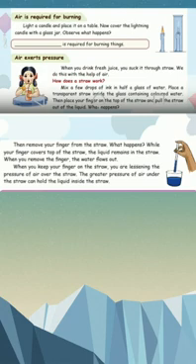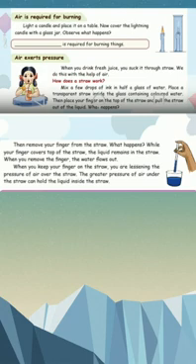Air exerts pressure. When you drink fresh juice, you suck it through a straw. We do this with the help of air. How does a straw work? Mix a few drops of ink in half a glass of water. Place a transparent straw inside the glass containing colored water. Then place your finger on the top of the straw and pull the straw out of the liquid. What happened?